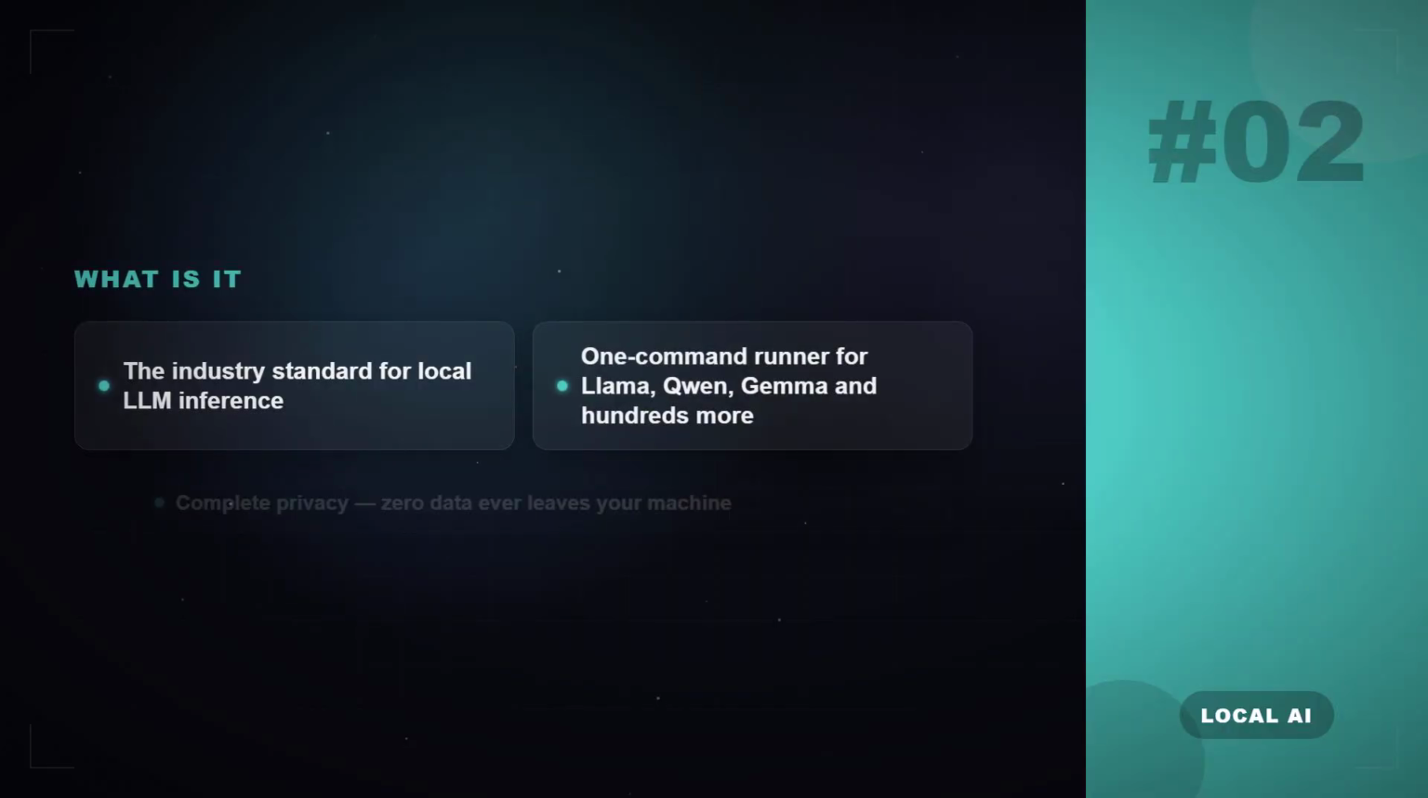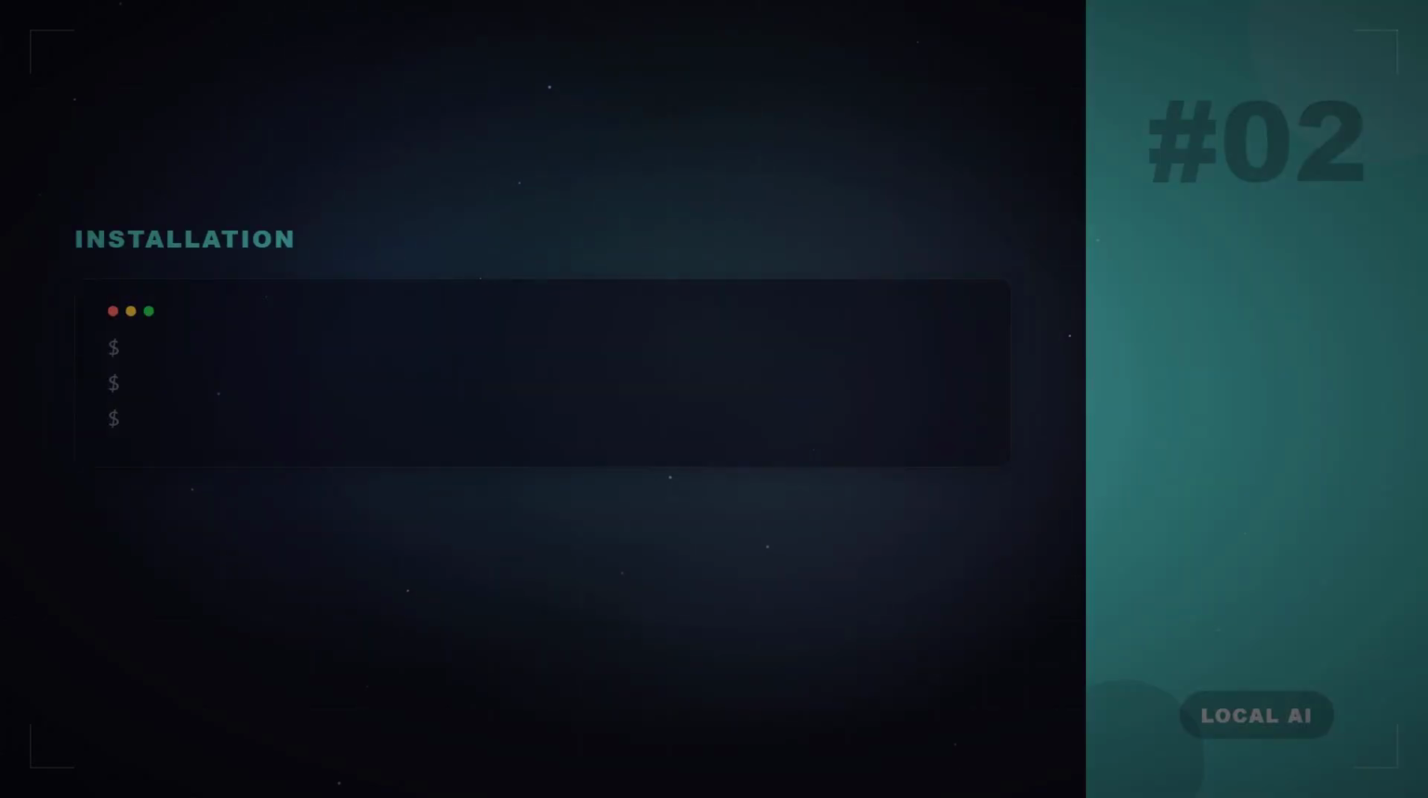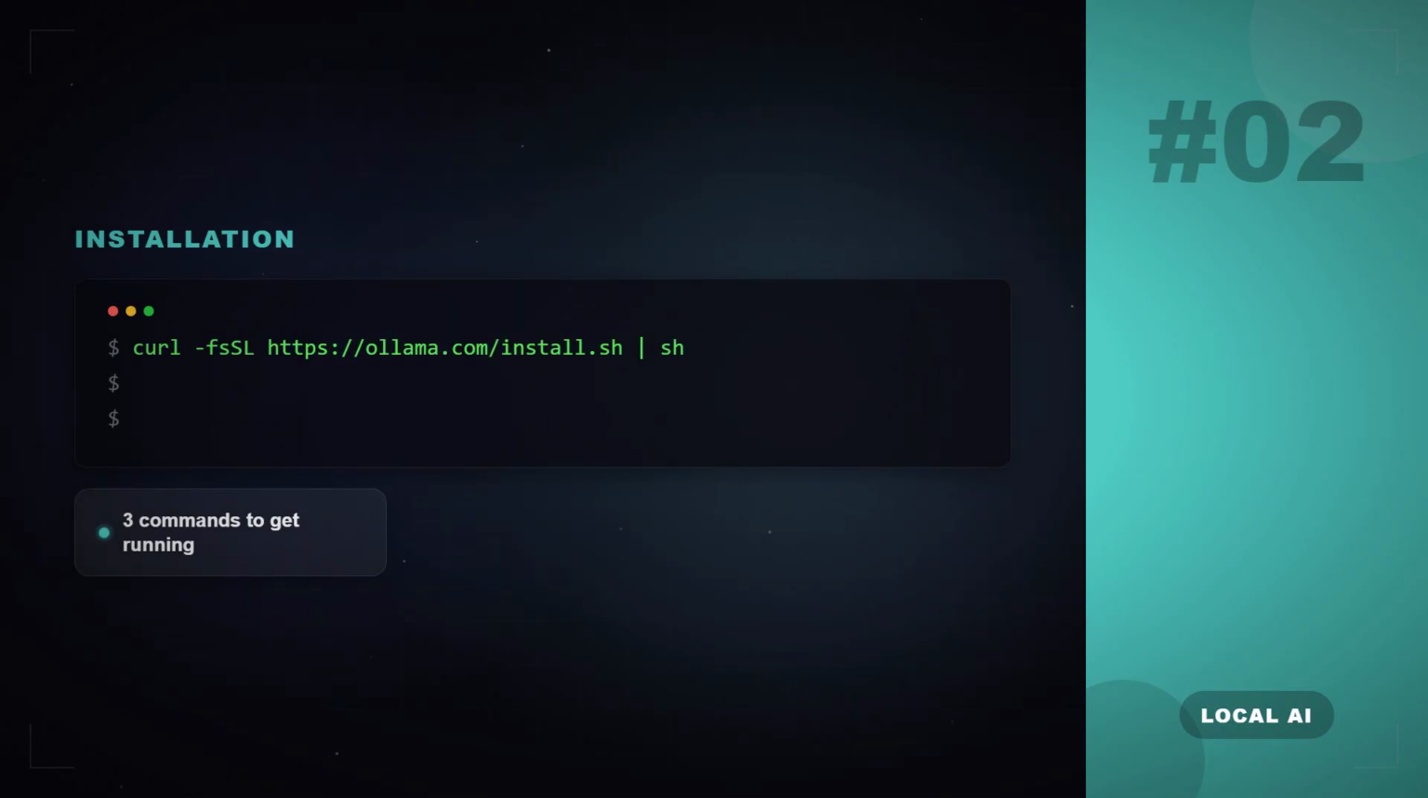Ollama. The industry standard for running any open-source LLM locally with a single command. Ollama lets you download, customize, and serve hundreds of open-weight models locally. Llama, Qwen, Gemma, Mistral, one command, complete privacy, zero data ever leaves your machine. Install with curl, pull any model, and run it.